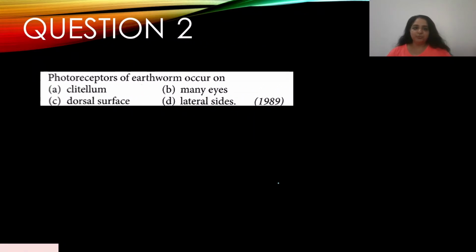Question number 2. Photoreceptors of earthworm occur on, this appeared in 1989. A. Clitellum, no. B. Many eyes, no. C. Dorsal surface, yes. D. Lateral sides, no. So photoreceptors of earthworm occur on the dorsal surface of the earthworm. So the answer is C.